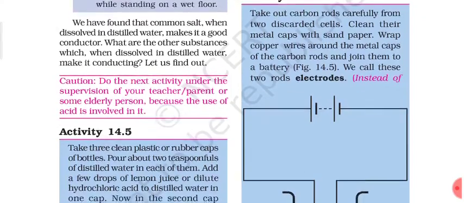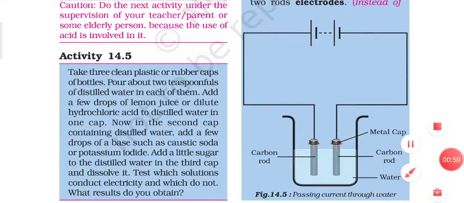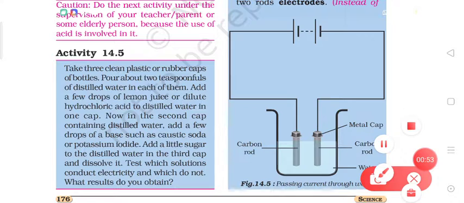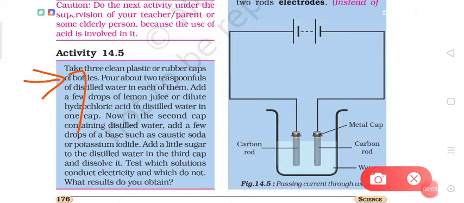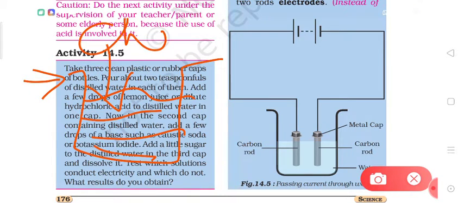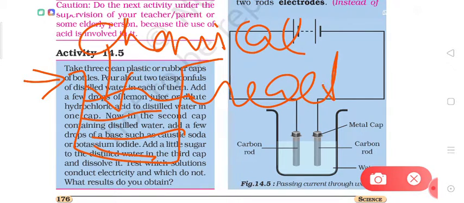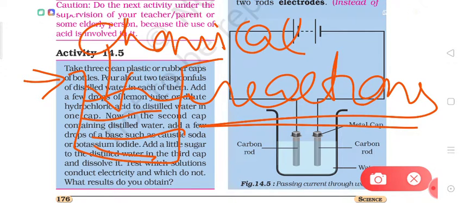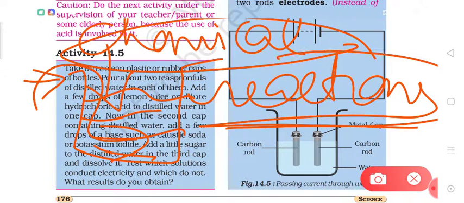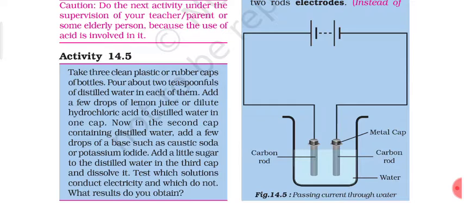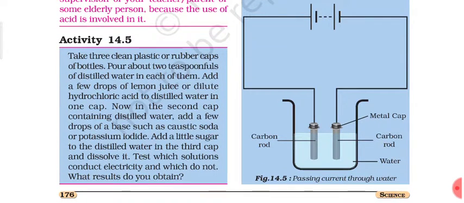activity number 14.6. Dear students, basically what is chemical effect of electric current? This means that when electric current passes through any conducting solution, it brings about certain chemical reactions. So when electric current is passing through a solution, it brings about certain chemical reactions. This is called the chemical effect of electric current. So let's read about it. Let's understand this by understanding this activity.